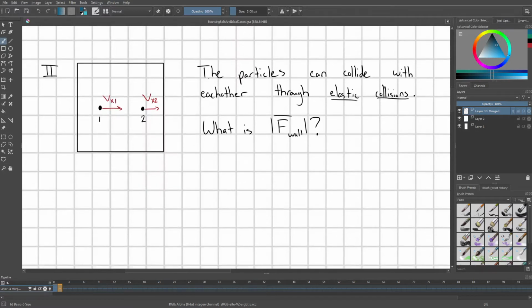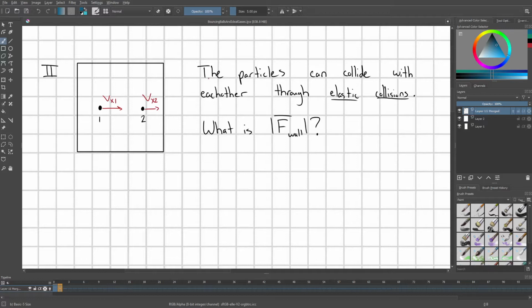For our second problem, we go ahead and put two particles in the box. And we give them each a different speed now. We're not exactly sure what those speeds are. I've labeled them Vx1 and Vx2. The particles can collide with each other through elastic collisions, so they can bounce off. And we want to find the time averaged force on the walls again. Same goal. We've just upped the complexity a little bit.